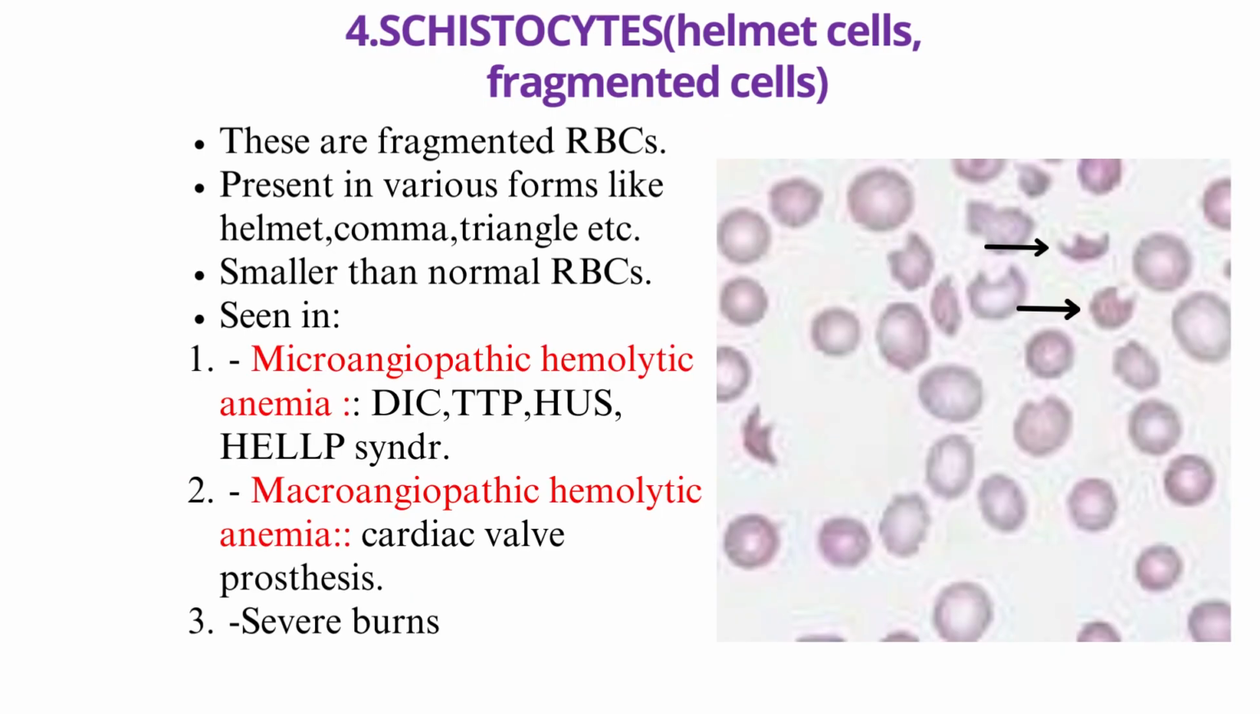Now coming to schistocytes. We have helmet cells, also called fragmented cells. Basically, whenever there is some form of trauma to the cells, they can be present in various shapes like helmet cells, comma cells, triangle cells. If you look at this picture, they are smaller than the normal RBCs, obviously, and they are seen in microangiopathic hemolytic anemias, MAHAs. Okay, and in what conditions? DIC, TTP, HUS, and HELLP syndrome, and macroangiopathic hemolytic anemias, which occur with cardiac valve problems, and in burns patients you can also find fragmented RBCs.